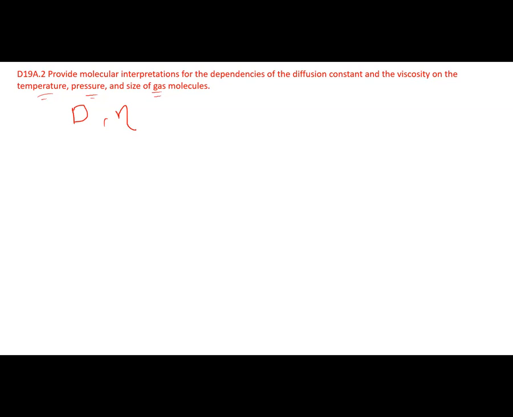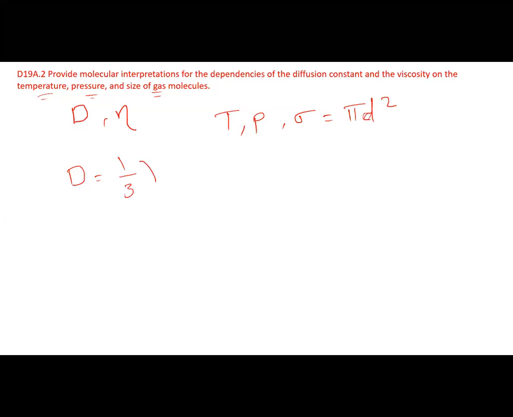So D and eta are strongly related to temperature, pressure, as well as the size. But we describe size in terms of the collision cross section sigma, which is nothing but pi times d squared, where d is the diameter of the molecule if we consider it as a spherical molecule. We also derived an equation where D is equal to 1/3 lambda times nu mean. You can also look back in your text.